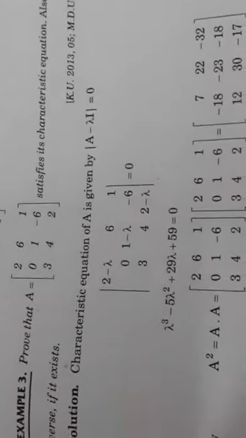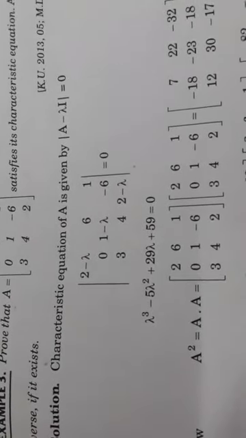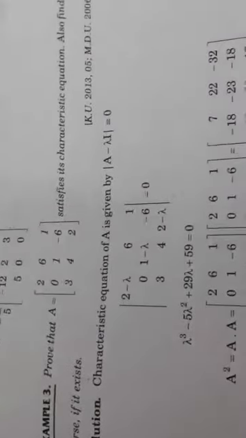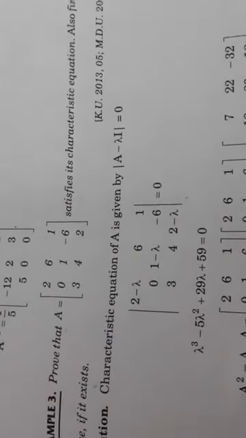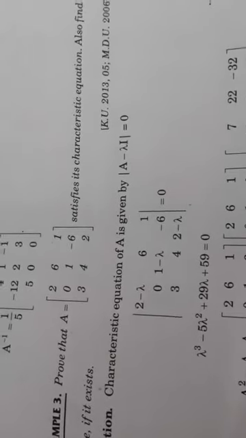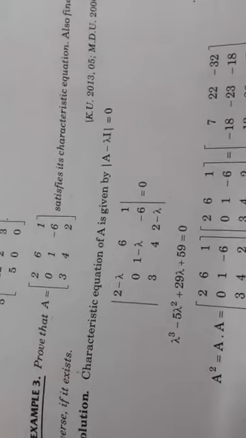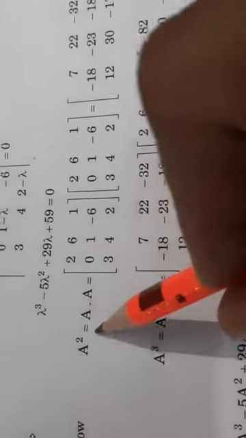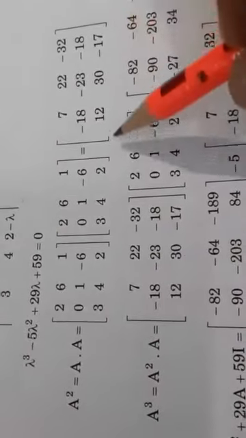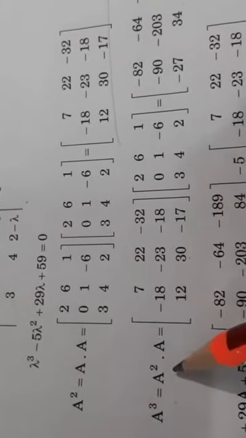What does the Cayley-Hamilton theorem state? It states that every matrix must satisfy its characteristic equation. Now to verify the Cayley-Hamilton theorem, first we find the value of A cube and A square. To get A square, multiply A by A, this will be the value of A square. Now to get A cube, we multiply A square by A and we get A cube.